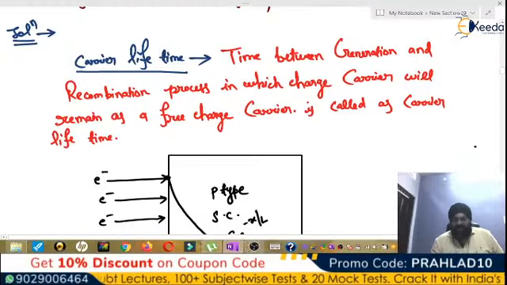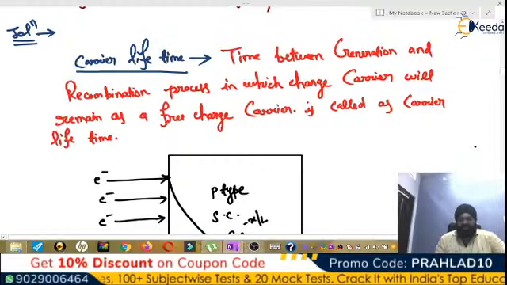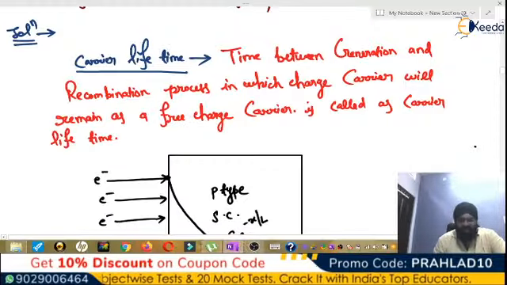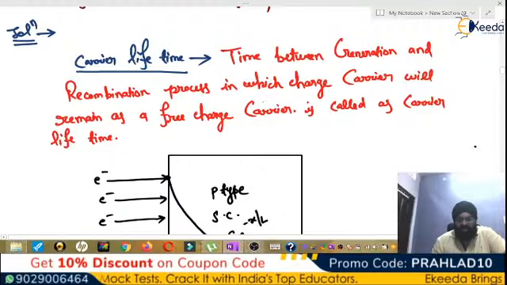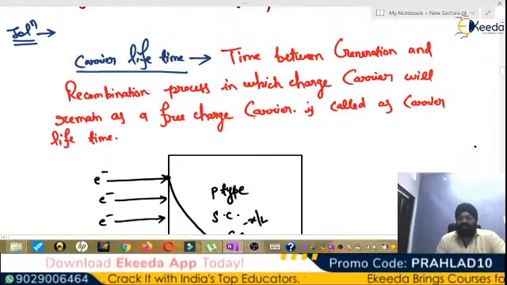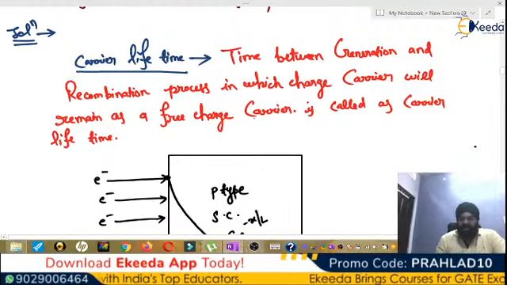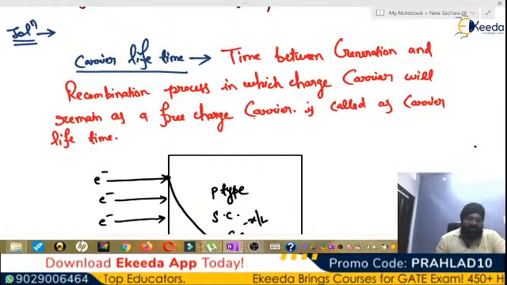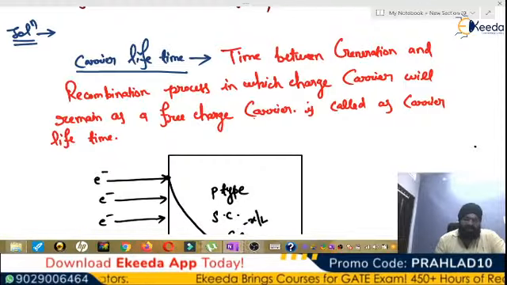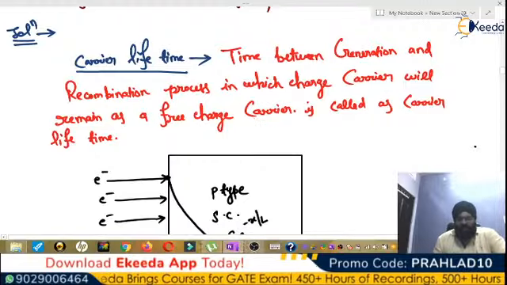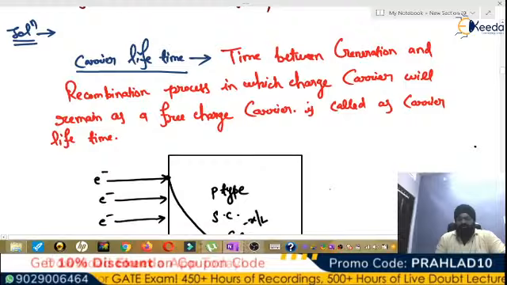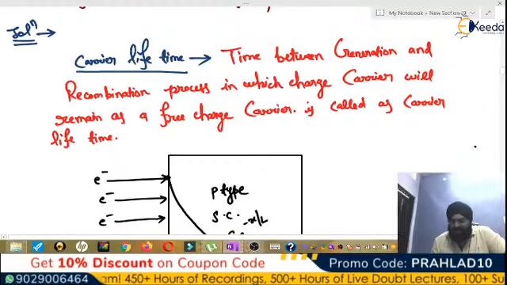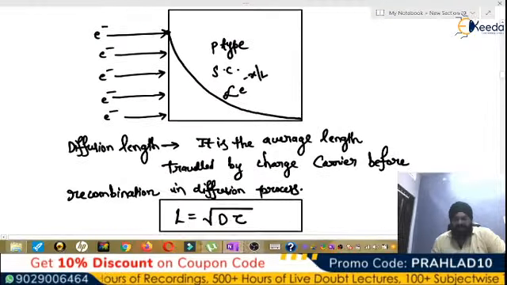Okay, carrier lifetime is the time between when the generation process occurs, when an electron and hole pair generates. But after some time the electron again recombines with the holes, so that the electron hole pair disappears. So the time between generation and recombination process, when the charge carriers exist as free charge carriers, is called carrier lifetime.